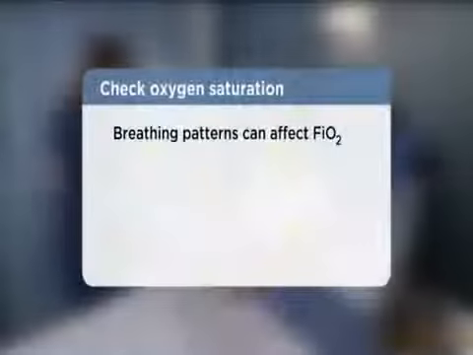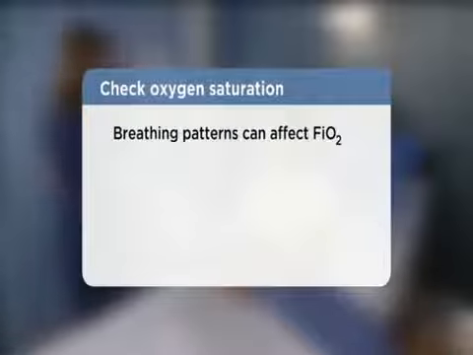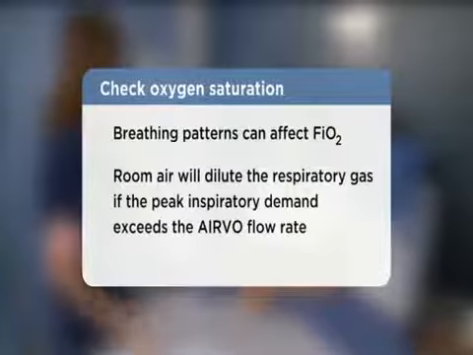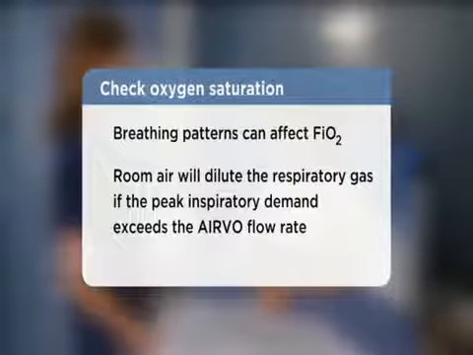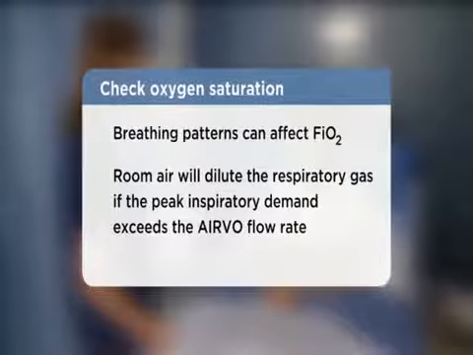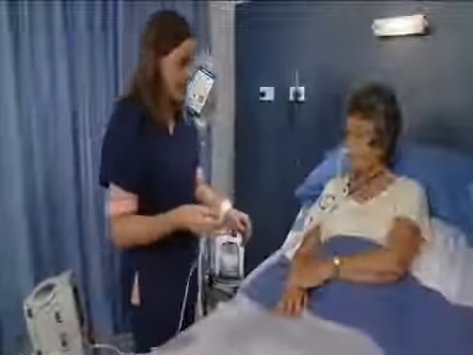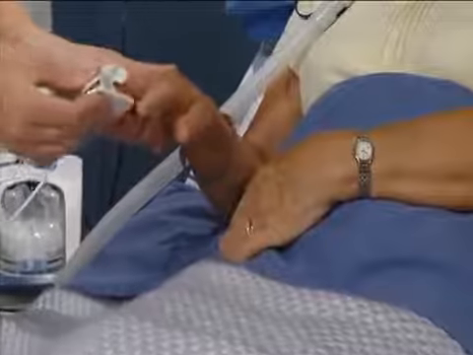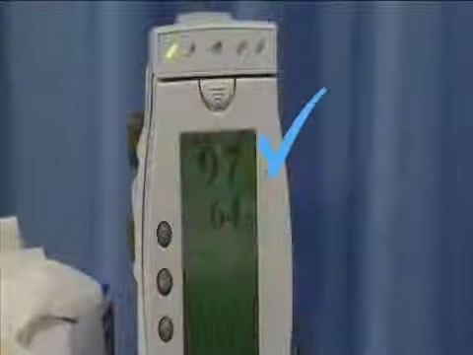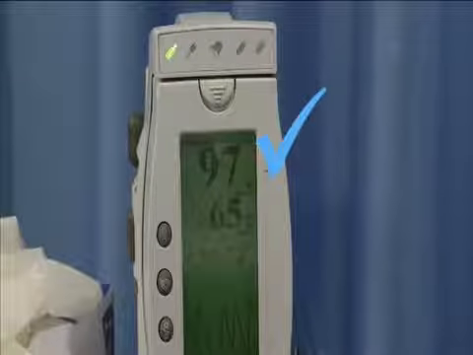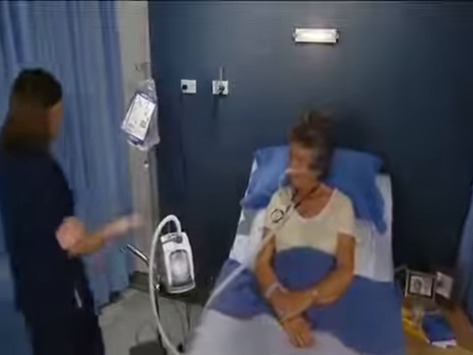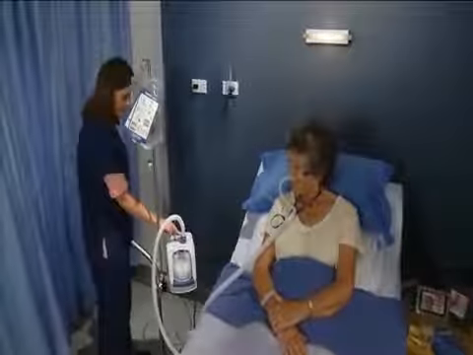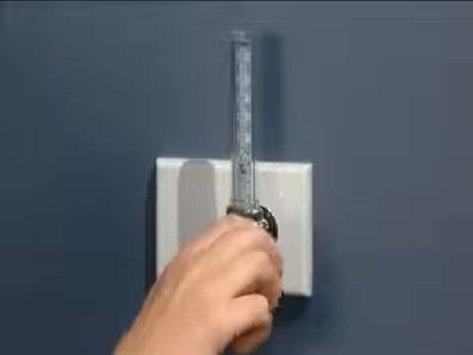Keep in mind that the patient's breathing pattern can affect the fraction of inspired oxygen. Room air will dilute the respiratory gas if the patient's peak inspiratory demand exceeds the Airvo flow rate. For this reason, you should always use a pulse oximeter to check the patient's oxygen saturation is appropriate. Finally, whenever you turn the Airvo off, you must turn off the oxygen supply to ensure that oxygen does not build up inside the humidifier.